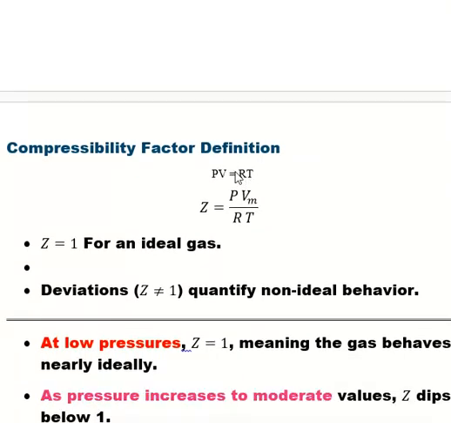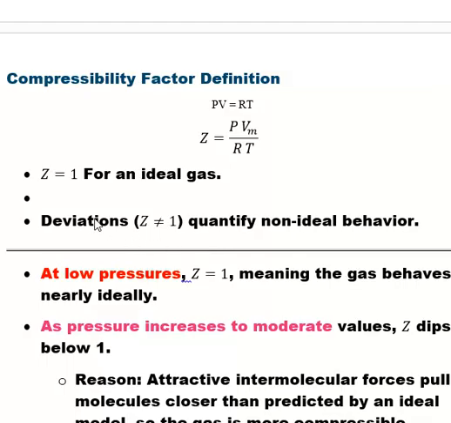What is the compressibility factor? Basically, the compressibility factor is the ratio of PV over RT. PV equals RT is the general gas equation for an ideal gas for 1 mole of gas. P is the pressure, Vm is the molar volume, R is the general gas constant, and T is the temperature in Kelvin. The ratio of PV over RT is equal to Z, which is known as the compressibility factor.